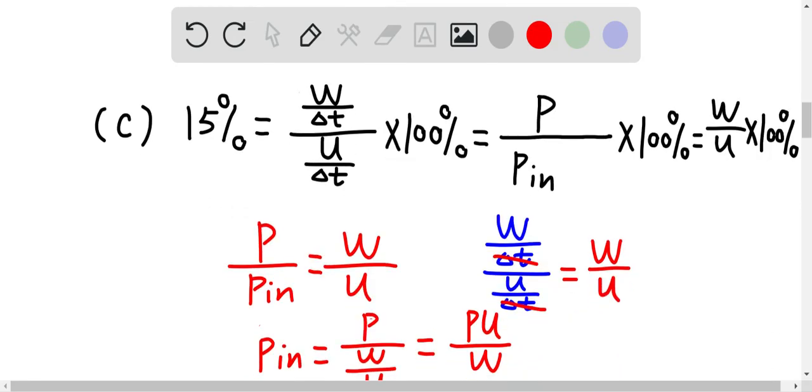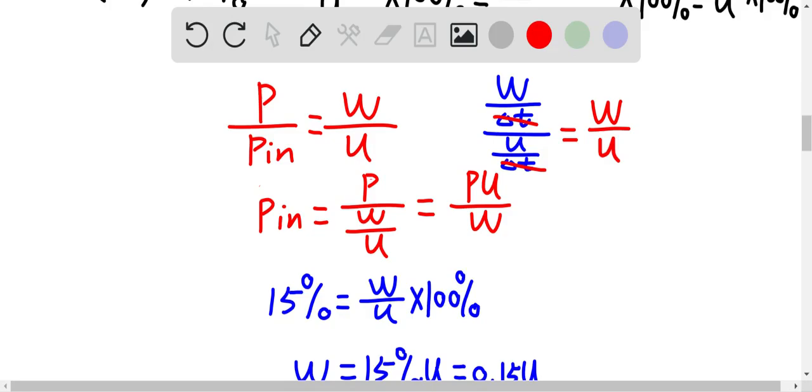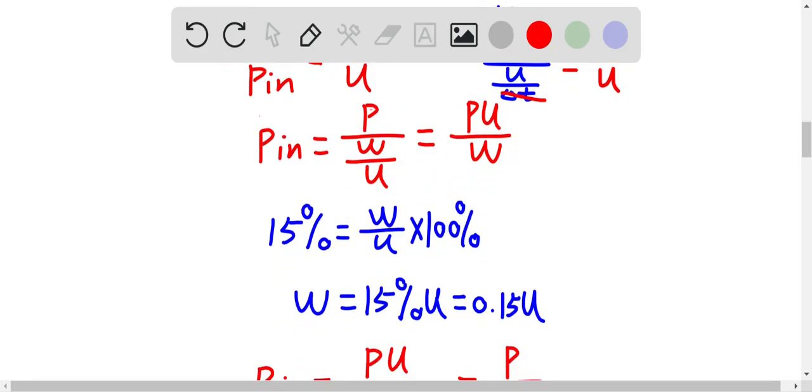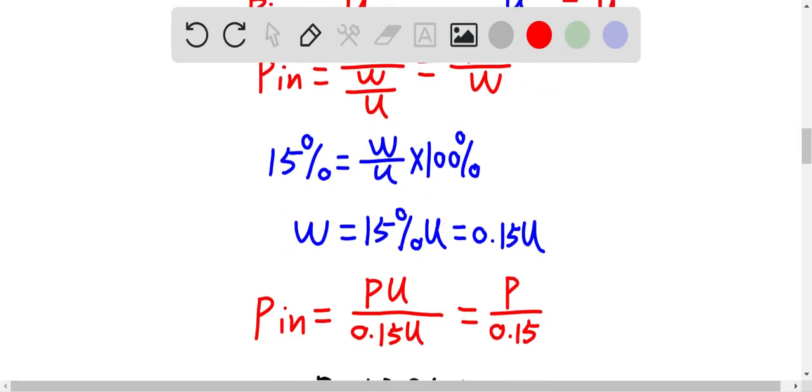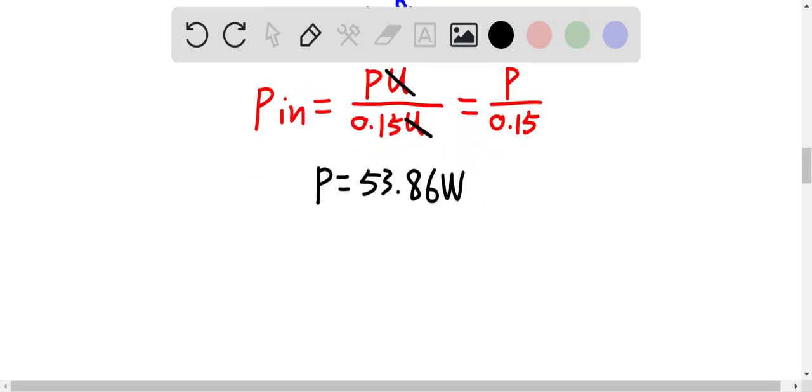So therefore we have power over the input power is equal to work done over the energy input. So the input power is equal to power times the energy input over work done. Since we know work done over the energy input is equal to 15%, work done should be equal to 15% of the energy input, which is 0.15 U. If we plug back into the equation, we have input power P in is equal to P U over 0.15 U. So U cancels out, and the input power is equal to the power divided by 0.15.